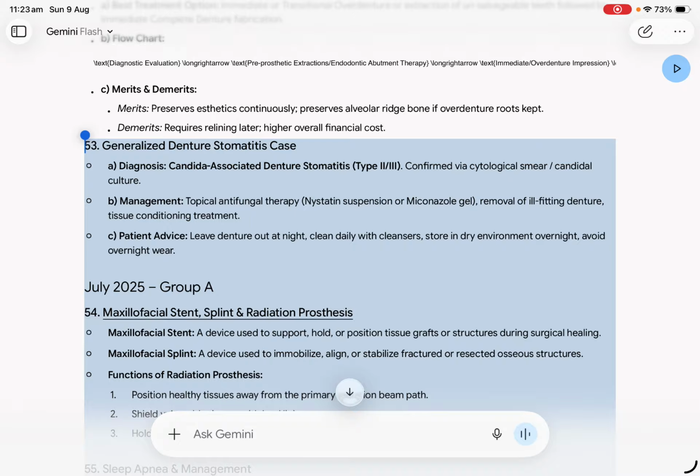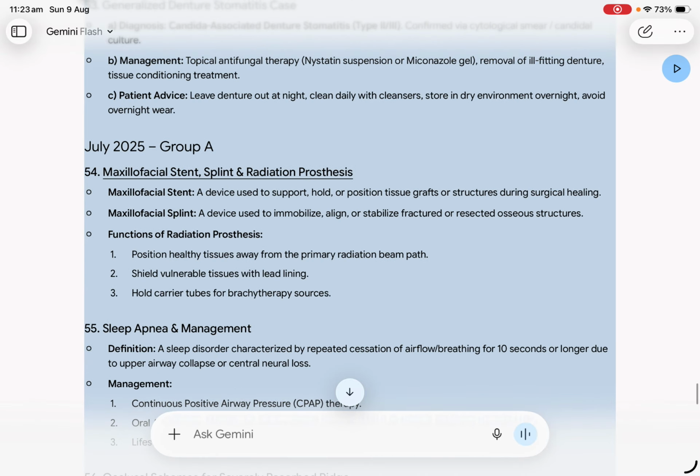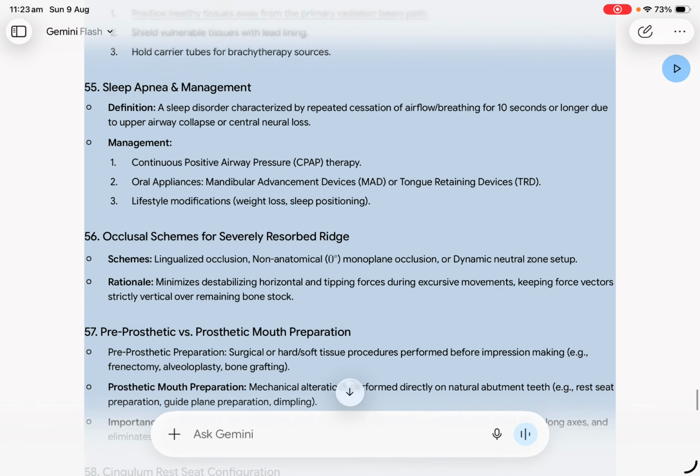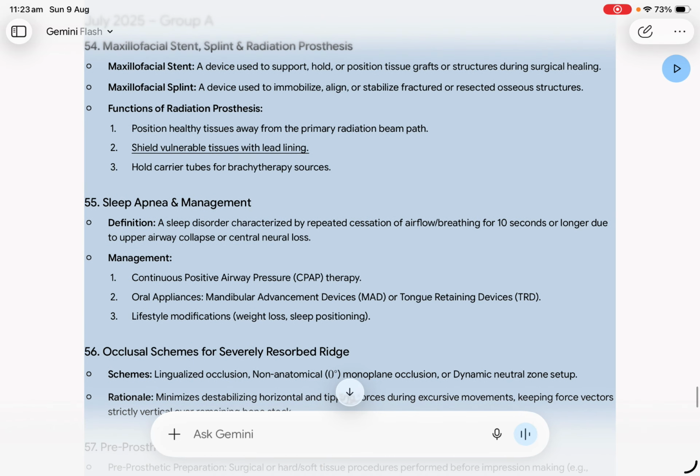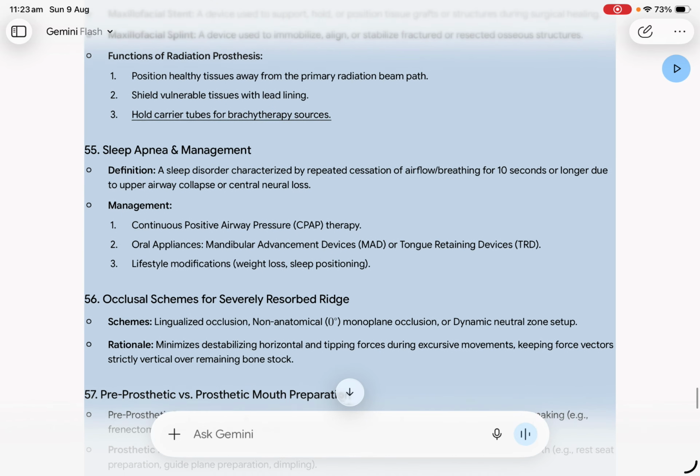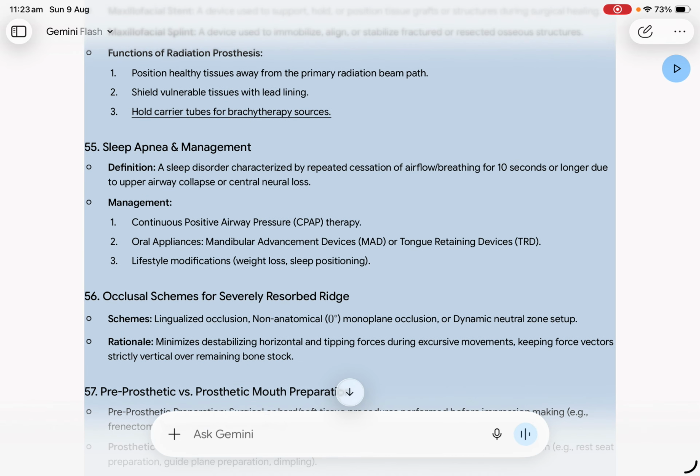54. Maxillofacial stent, splint, and radiation prosthesis. Maxillofacial stent: a device used to support, hold, or position tissue grafts or structures during surgical healing. Maxillofacial splint: a device used to immobilize, align, or stabilize fractured or resected osseous structures. Functions of radiation prosthesis: 1. Position healthy tissues away from the primary radiation beam path. 2. Shield vulnerable tissues with lead lining. 3. Hold carrier tubes for brachytherapy sources.